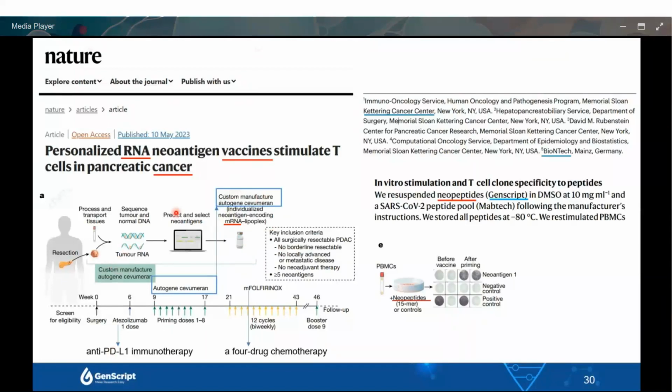While we produce it, in the meantime we give this patient the anti-PD-L1 treatment. Then we have the first dose of the vaccine. Later, there's a 4-drug chemotherapy treatment. Then we give this patient another booster dose of the vaccine. So that's the general procedure.